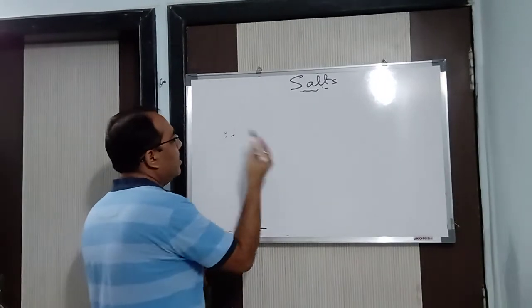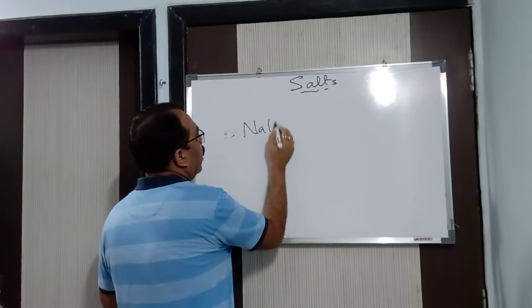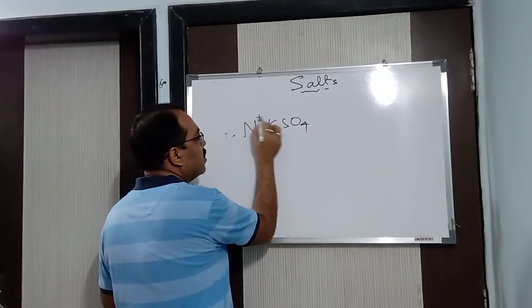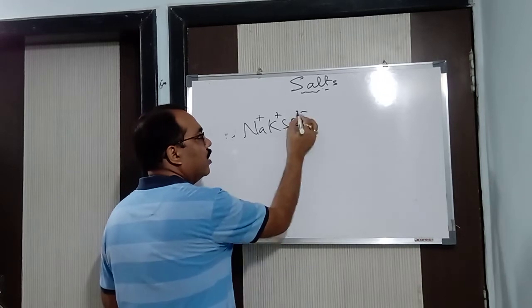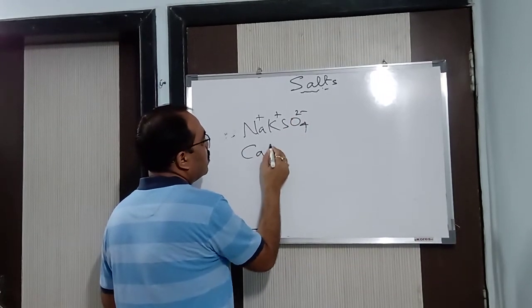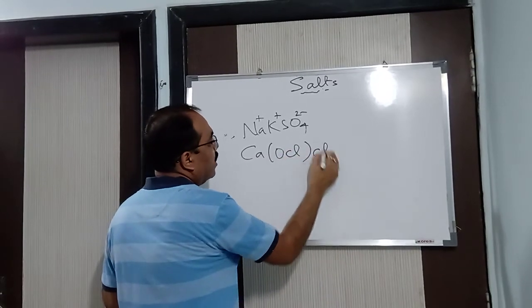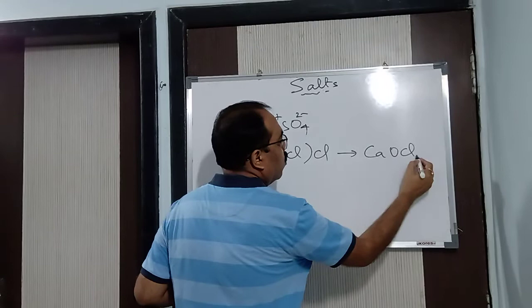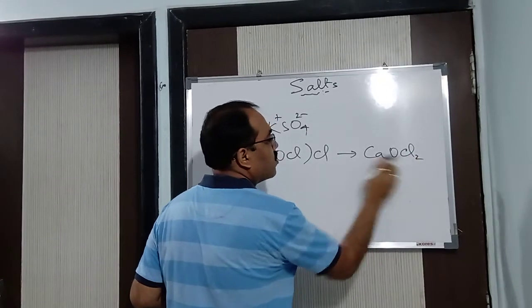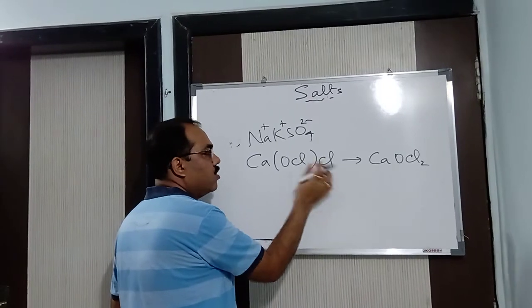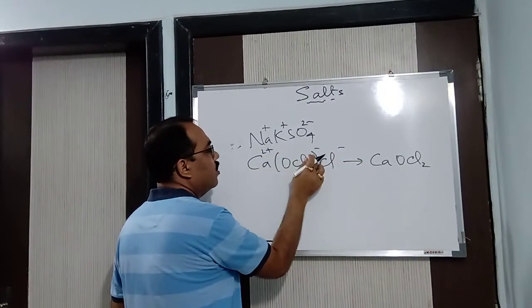Now you might be thinking, what is that? For example, NaKSO4, sodium potassium sulfate. Two positively charged ions and one negatively charged ion. Clear? Like we can have CaOCl2. Do you know what this is? This is bleaching powder, calcium oxychloride. This is your oxychloride and this is your chloride, so we have two negatively charged ions.